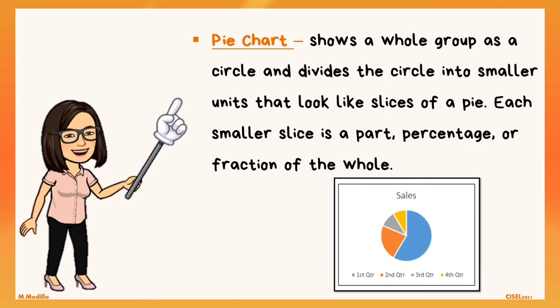And last is pie chart. Pie chart shows a whole group as a circle and divides the circle into smaller units that look like slices of a pie. Each smaller slice is a part, percentage, or fraction of the whole.